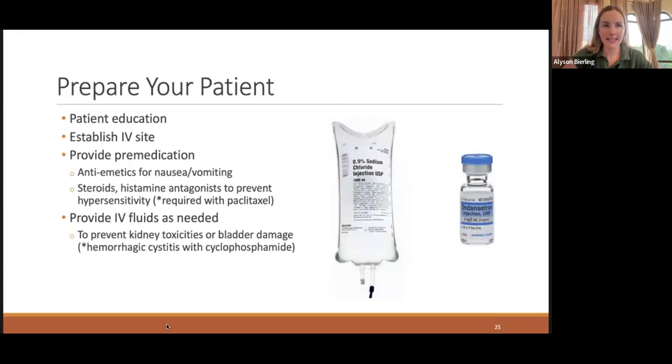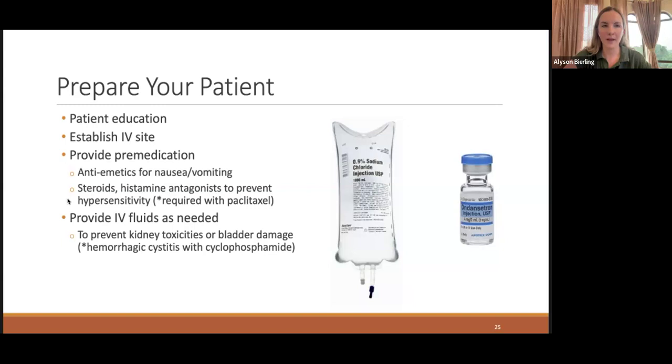All right, so then after assessing our patients, we'll move on to the next step of preparation. So you need to establish an IV site if they're receiving intravenous chemo, and provide pre-medication. So with most chemotherapy regimens, there are specific drugs that need to be given typically between 30 to 60 minutes before the chemotherapy is given. Really common pre-medications are antiemetics to prevent nausea and vomiting from occurring.